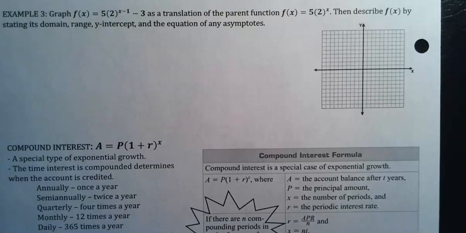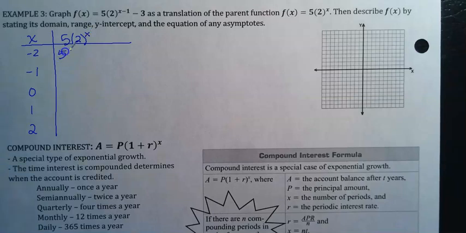Okay, so let's set up our table, and we'll do our parent function first. So we're going to do -2, -1, 0, 1, and 2. Let me space those out a little bit more. Okay. So we're going to do our parent function first, 5 times 2 to the power of x. Okay, so this is 5 times 2 to the -2 power.